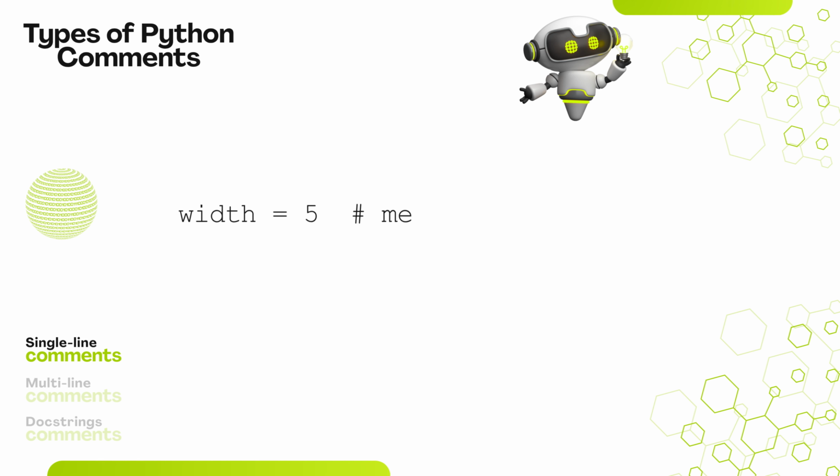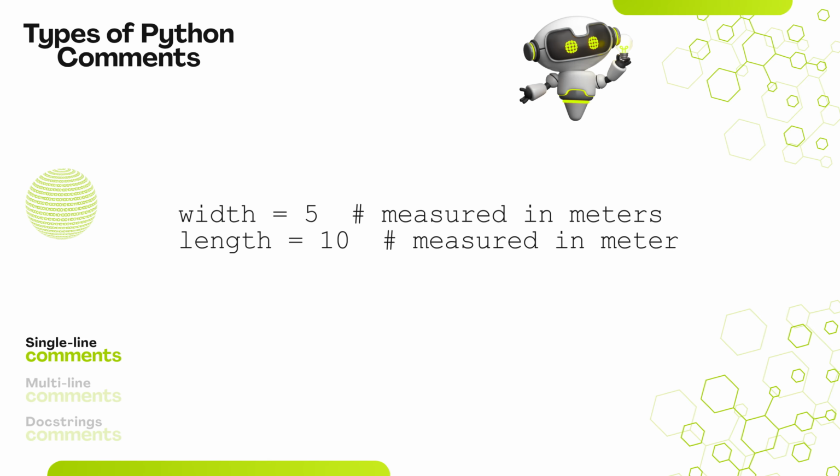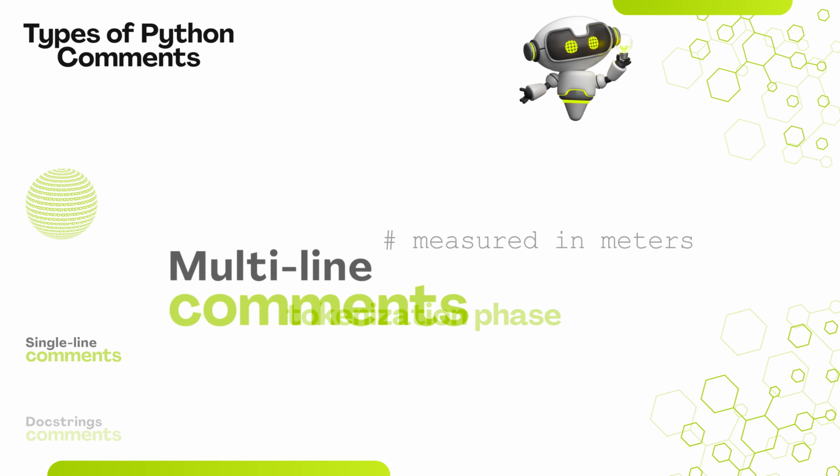Let me explain the mechanism behind this. When Python reads your file, it processes it character by character. The moment it encounters a hash symbol outside of a string, it says, okay, everything from here until the newline character is a comment, and simply skips to the next line. This happens during what's called the tokenization phase, before your code even runs.